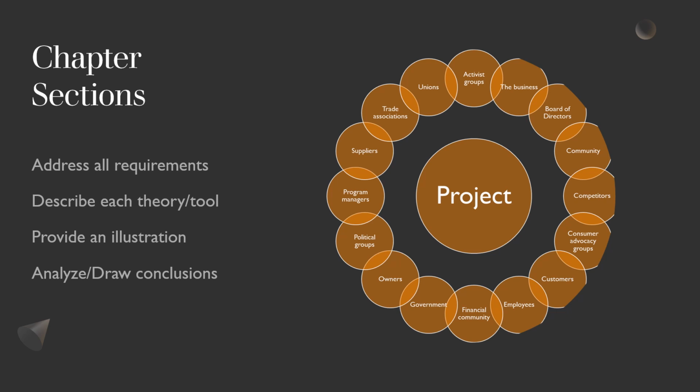For example, if you're writing about the stakeholders affected by or affecting the project, you should describe stakeholder theory, create a stakeholder model that reflects those that you need to address in your project, and then analyze the types or groups of stakeholders identified in the model. How would they affect the project or be affected by it?